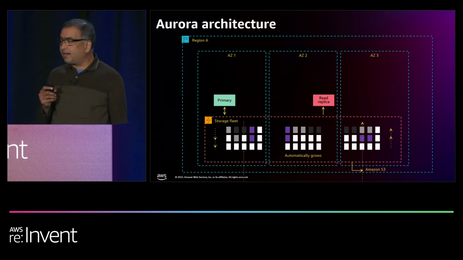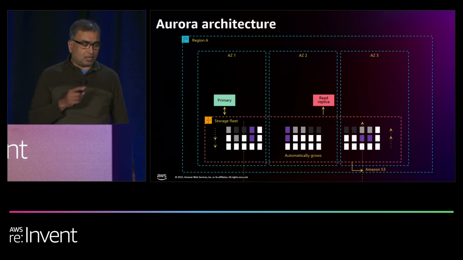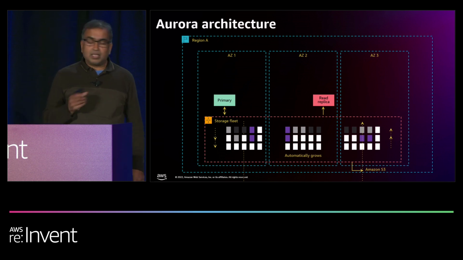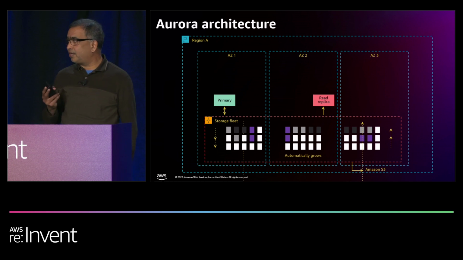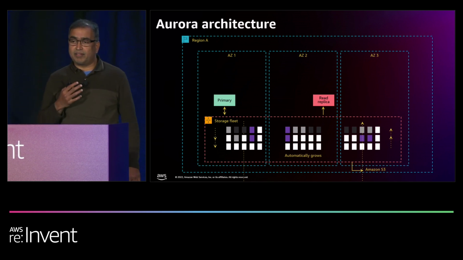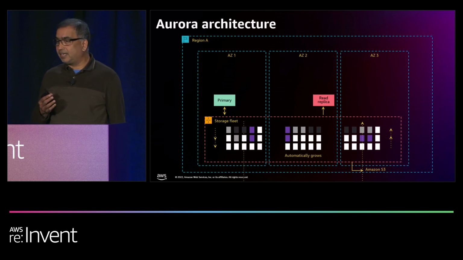So a single master Aurora looks like this. Master takes the reads and writes, and it writes to the cloud storage volume. The cloud storage volume, the data is in 10 gig chunks, is replicated 6 ways across 3 availability zones. So what that means is it can withstand failures of 2 data copies and can still take writes, and it can withstand failure of 3 and can still take reads.